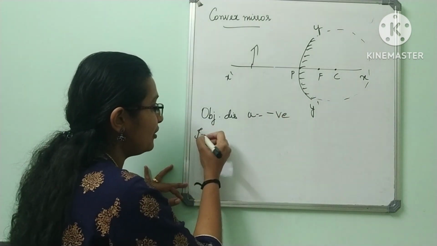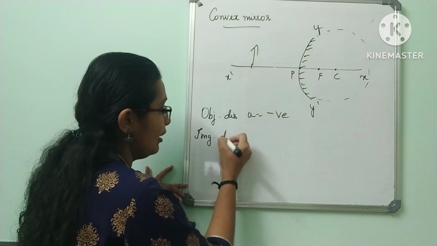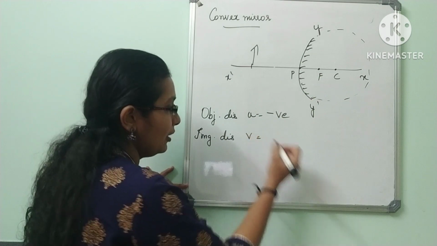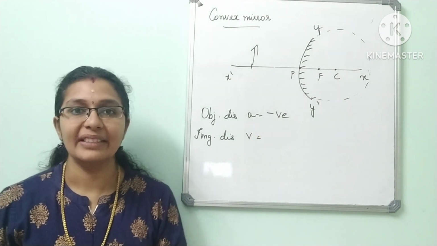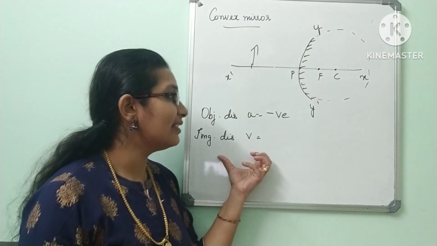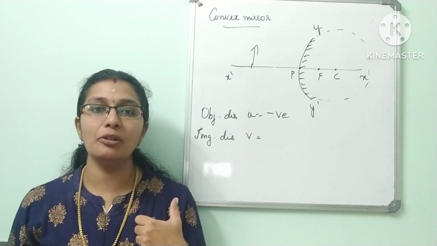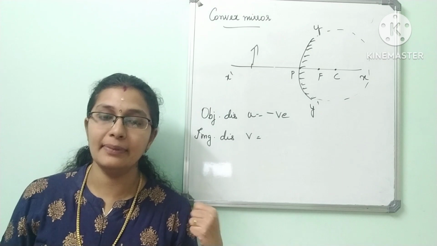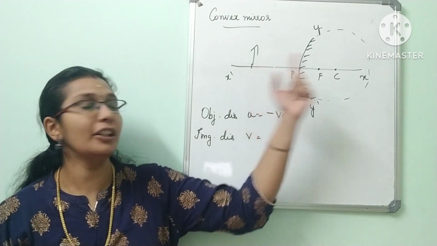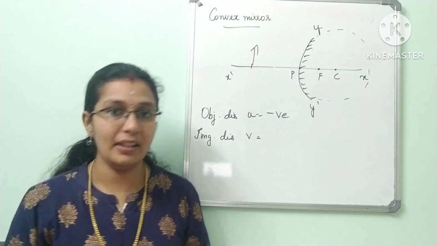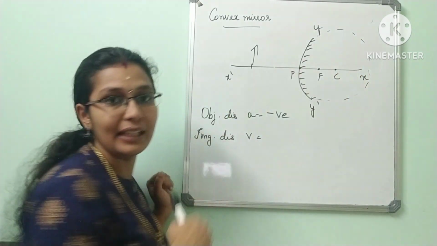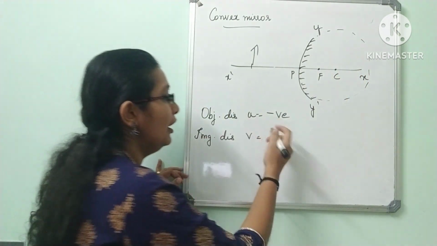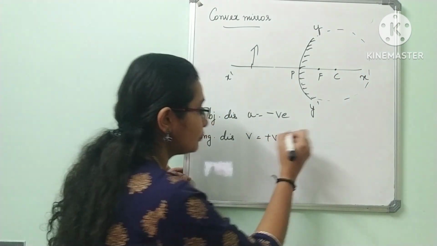Now tell me, image distance, whether it will be positive or negative. Image distance depends on what image you will get. You will get virtual and direct. So virtual and direct means where will you form the image, this side or that side? Right hand side. Your image will be here. Virtual and direct means it will be positive.